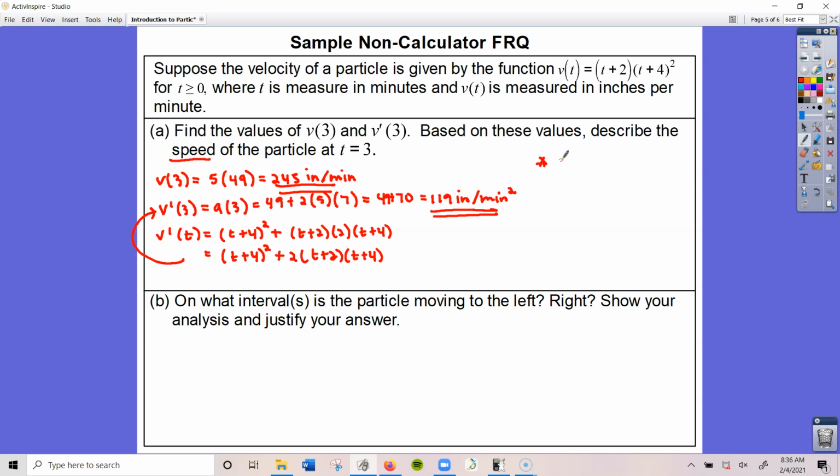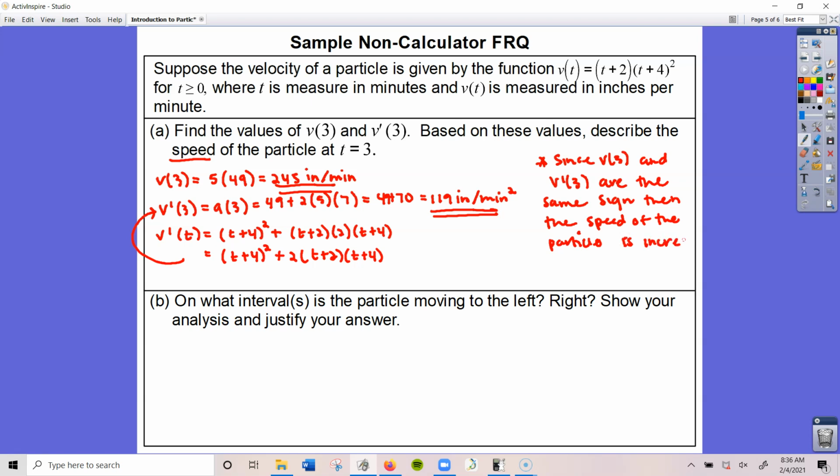So we would say, since v of 3 and v prime of 3 are the same sign, then the speed of the particle is increasing at t is equal to 3.